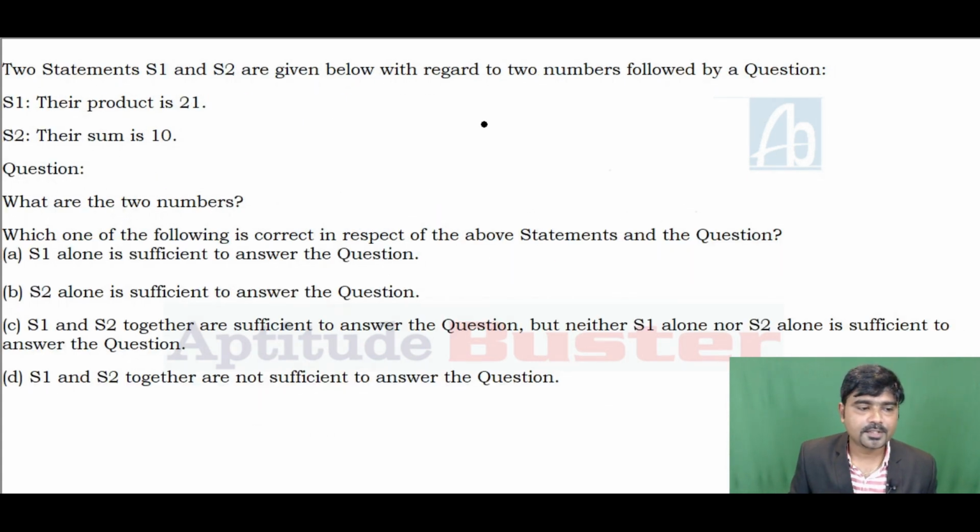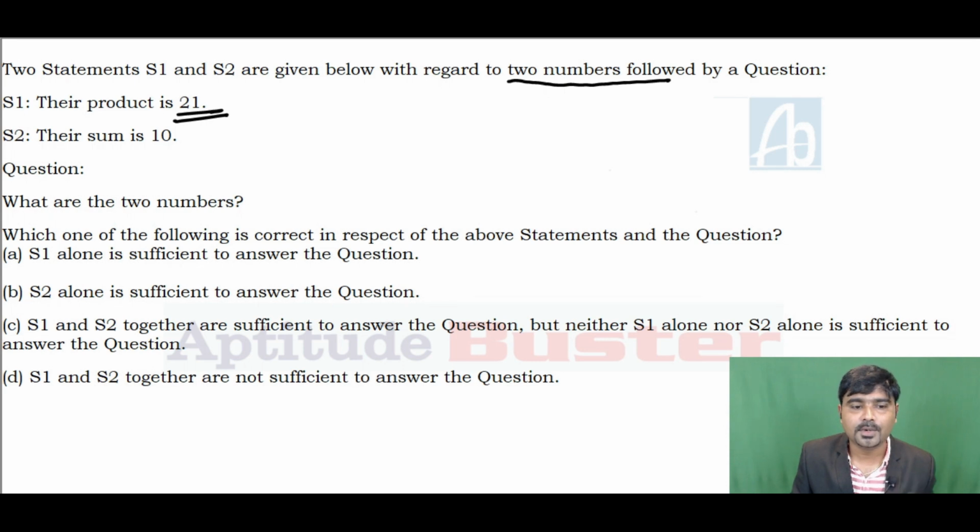Two statements S1 and S2 are given below with regard to two numbers, followed by a question. Their product is 21, their sum is 10. The question is, what are the two numbers? Here I'll take the first statement alone. The product of two numbers is 21. Please be careful. In this one, it is just given two numbers. It is not given natural number or positive number or negative number. Nothing has been given. Just two numbers.